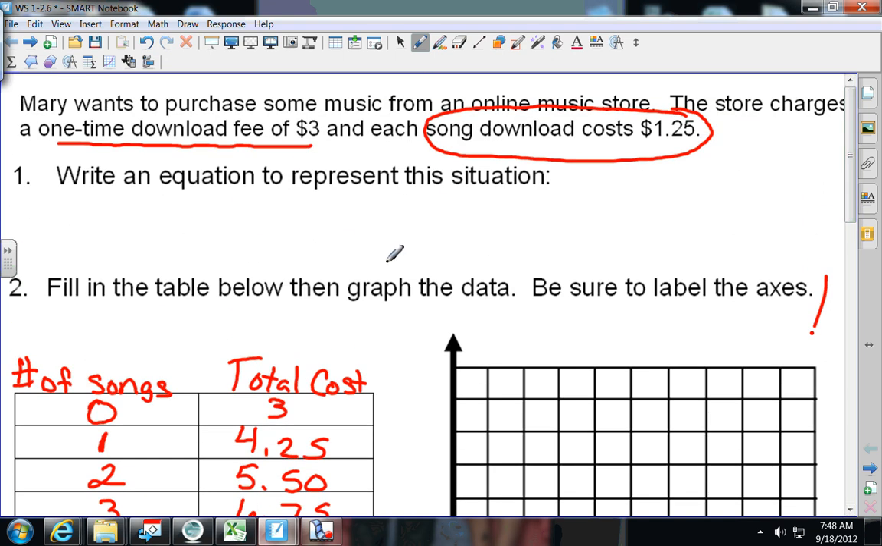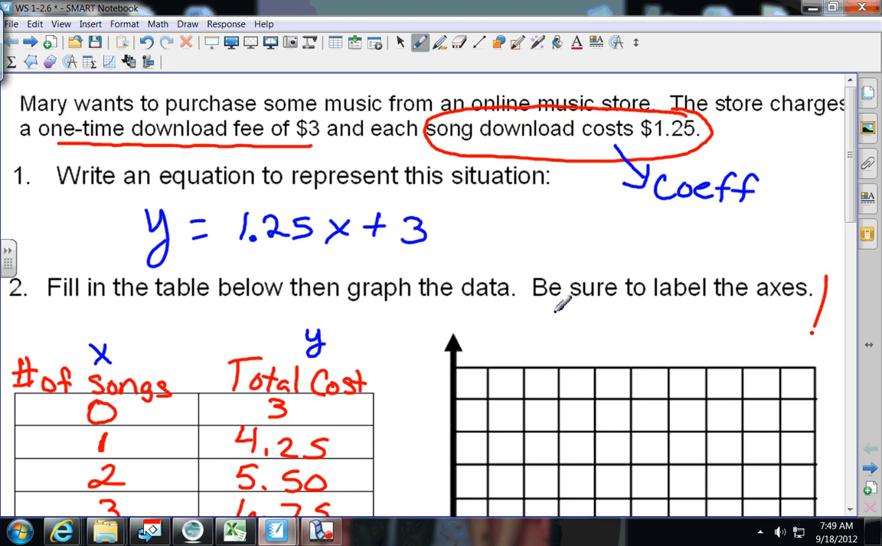So when I go up here to write my equation, remember that this is x, this is y. Y equals, what are you paying each time? $1.25 times x. X is the number of songs. Plus a one-time fee of $3. This is where some people messed up on the last test. That $1.25 is the coefficient. That is what you're doing each time. It's your rate of change. This, the one-time fee, something you pay for once, is your constant. I would make that note in there, especially for those of you that need to reassess.